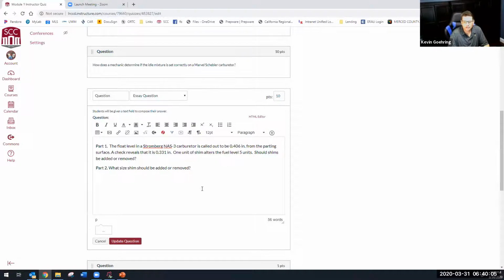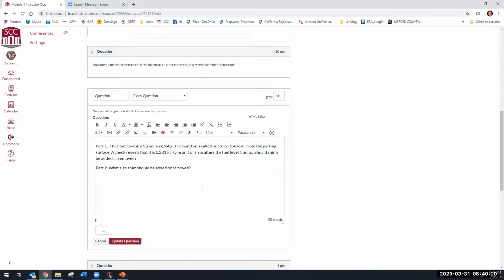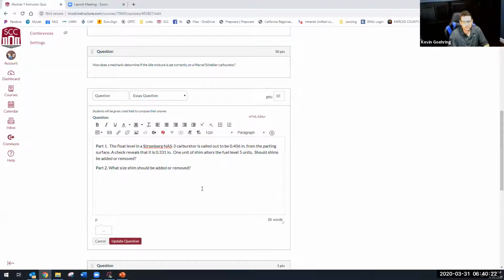Well, if it should be at 406, and a check reveals that it's 331, that is higher. The float is too high, so do we add or remove shims? We add, so it's just backwards. If the float level's too high, then raise the seat. Well, that doesn't make sense, but that's what you do. Raise the seat. So what size shim is to be added or removed? It's 406 minus 331 divided by 5, and there's the answer.